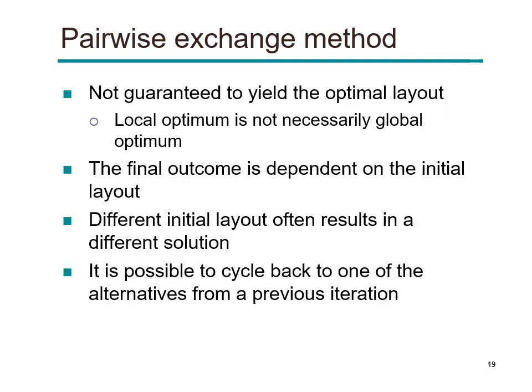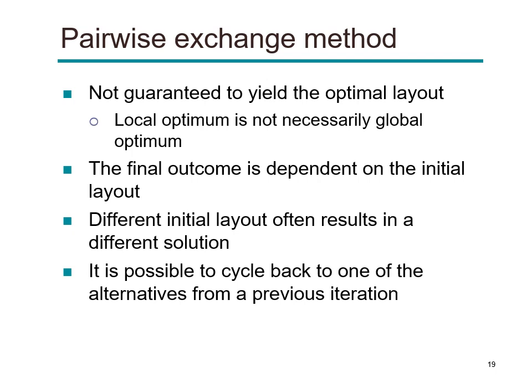So if we summarize the pairwise exchange method, this is a heuristic algorithm and it doesn't guarantee optimality. It just provides you a so-called local optimum, and this local optimum has no guarantee of being the global optimum. It depends on your initial layout. If you start from one layout, you end up with one final layout. If you start from a different initial layout, you may find a better or a worse solution. It depends on the initial layout.